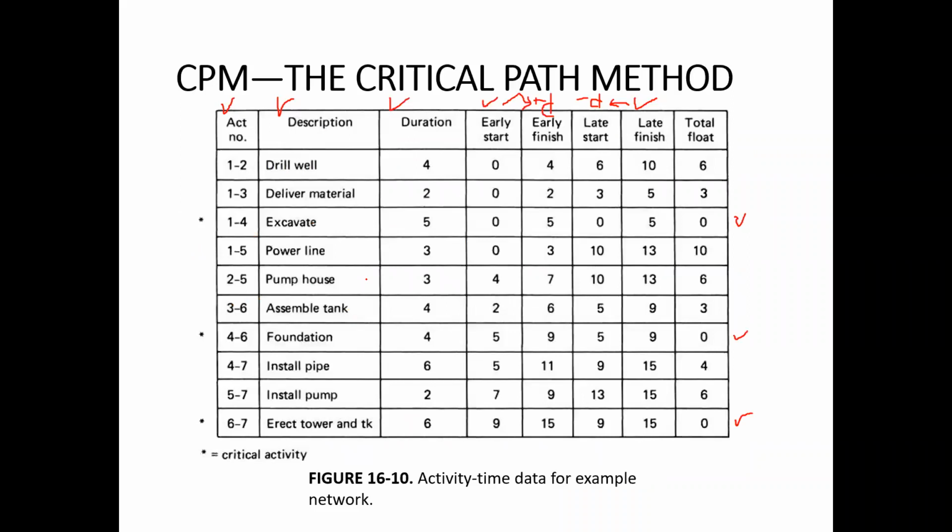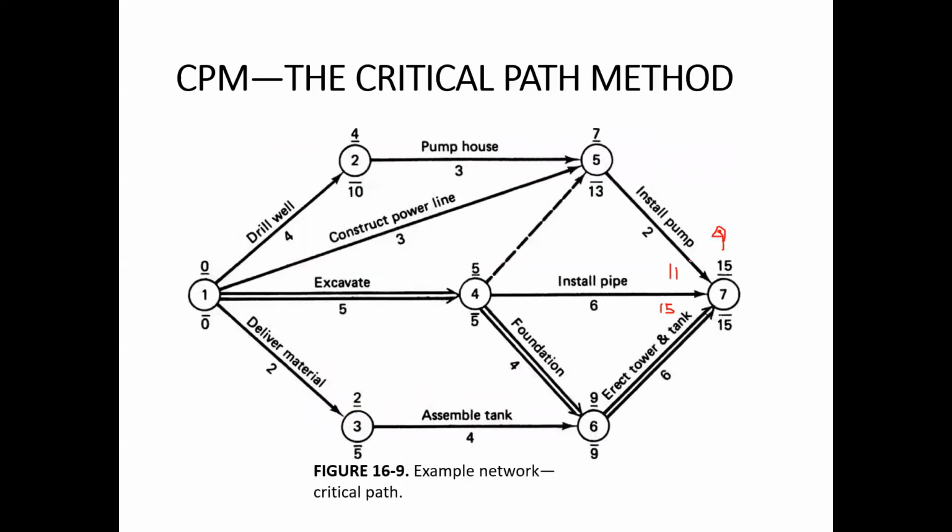For the construct power line, where was that? Yeah, it was 10. So suppose it starts at 10, it will finish at 10 plus 3 is 13, and 13 plus 2 is 15. So it will not delay the project. Therefore, float is the time by which we can delay an activity without delaying the overall duration of the project.